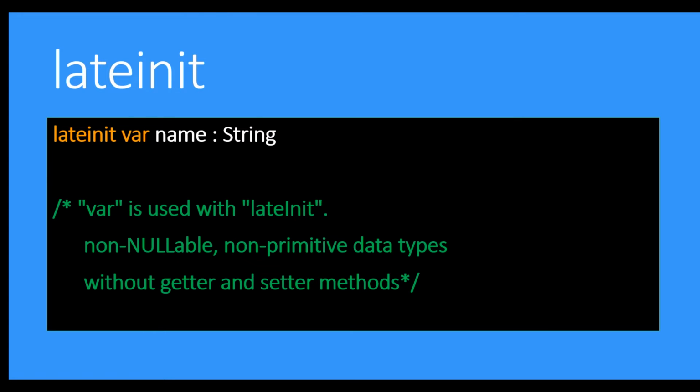Access modifiers are used for managing memory more efficiently to avoid multiple unused initialization of objects. And here we see an example of the lateinit access modifier, which is used for declaring a variable of type String. The lateinit modifier is always used with non-nullable and non-primitive data types without getter and setter methods, and the variable must always be mutable, and therefore we are using var.